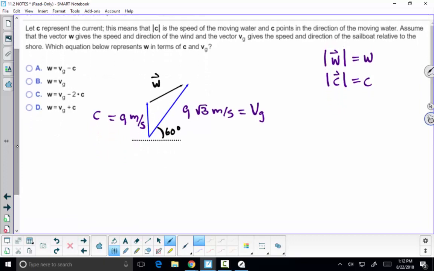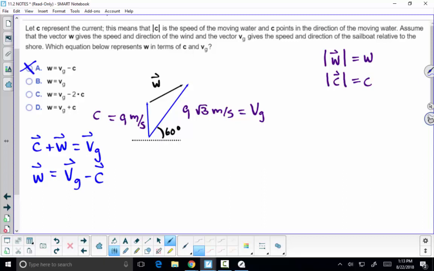Okay, so let's form the equation. If we look at the picture here, we can see that we're going to add the current plus the wind to get V sub G. So current as a vector plus wind as a vector is going to give us the velocity with respect to the ground, with respect to the shore, the velocity of the actual course that you move along, however you think of it. And we want to solve for wind, so wind is going to be V sub G minus C.